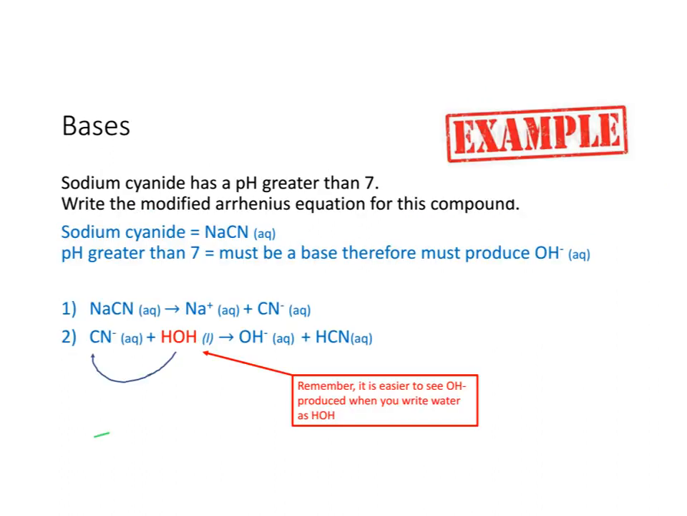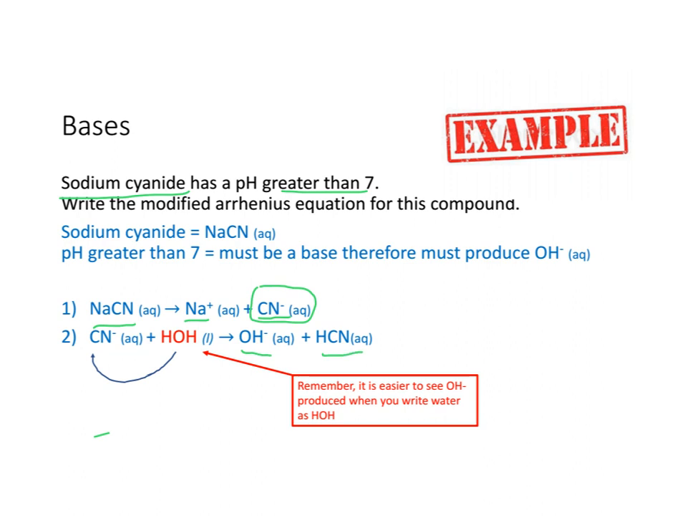Let's start with an example of a modified Arrhenius base. Sodium cyanide has a pH of greater than 7. So we know this is going to be a basic compound. First we ionize the compound. So we ionize sodium cyanide into sodium ion and cyanide ion. Next step, we take the anion, the negative ion here being CN, cyanide, and react it with the water to give you hydroxide ion, and what's left?